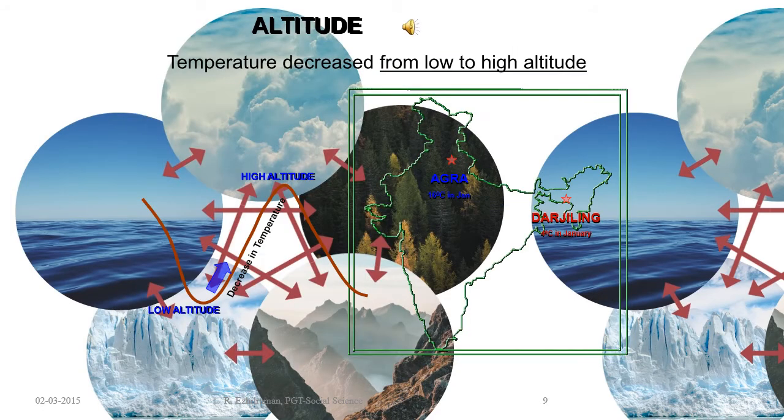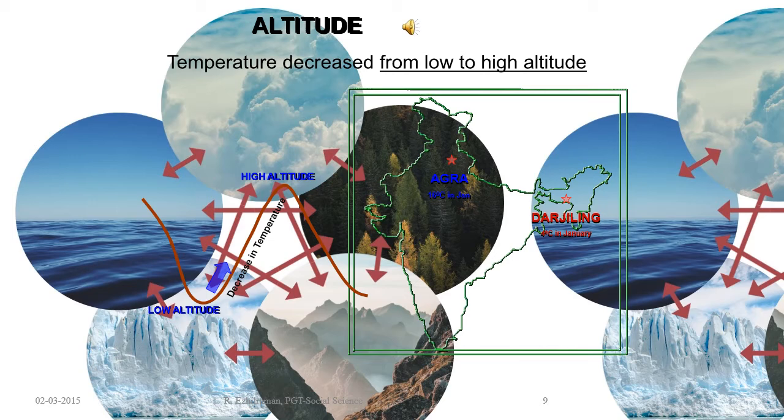Okay, let's now talk about altitude. Temperature decreases with height. Due to thin air, places in the mountains are cooler than places on the plains. Now look at Agra and Darjeeling. Agra and Darjeeling are located on the same latitude, but the temperature of January in Agra is only 16 degrees, whereas it is just 4 degrees in Darjeeling.